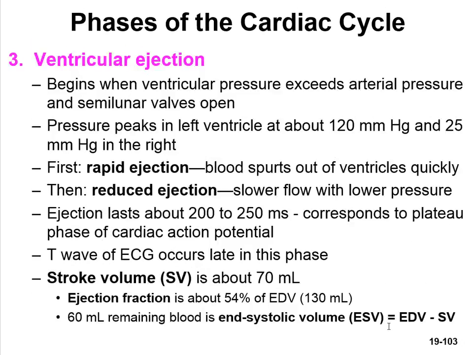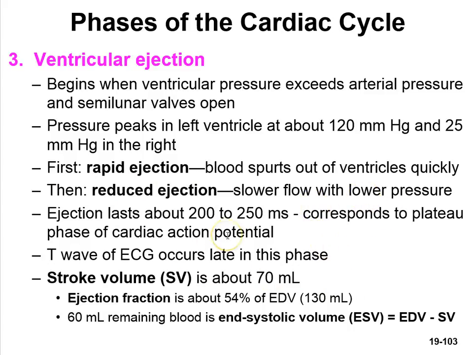Then we have ventricular ejection. This begins with the ventricular pressure exceeding the arterial pressure. With all this contraction going on, we've created a high pressure zone. Blood wants to flow from high to low. So the pressure peaks at about 120 millimeters of mercury in the left and 25 millimeters of mercury in the right. Then we have rapid ejection where the blood spurts out of the ventricles quickly, and then reduced ejection with a little slower flow, a little lower pressure there.